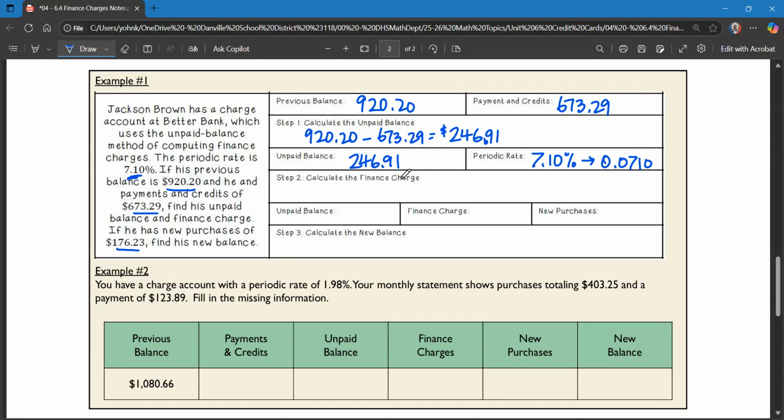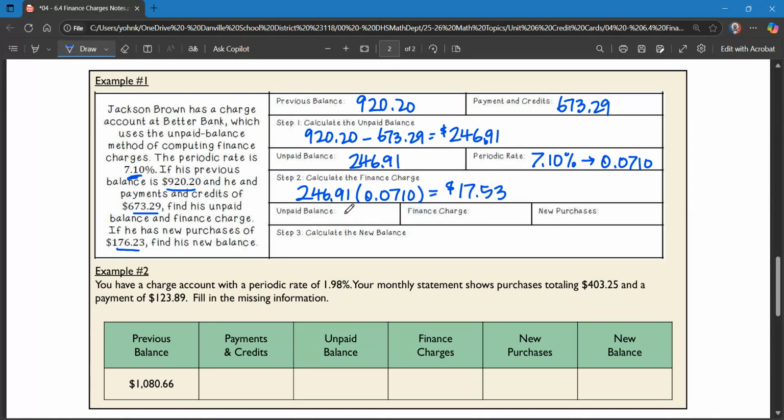Step 2 says to calculate the finance charge. That's when you take the unpaid balance and you multiply by the periodic rate. So take $246.91 and multiply by 0.0710. When you do this, you get a finance charge of $17.53. That's how much interest you have to pay because you did not pay your bill on time.